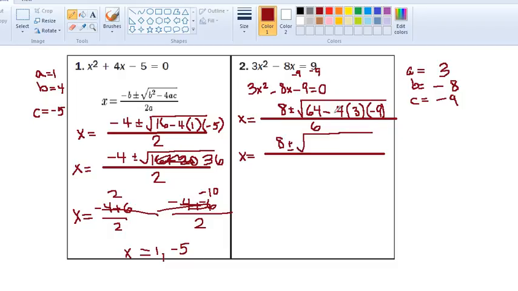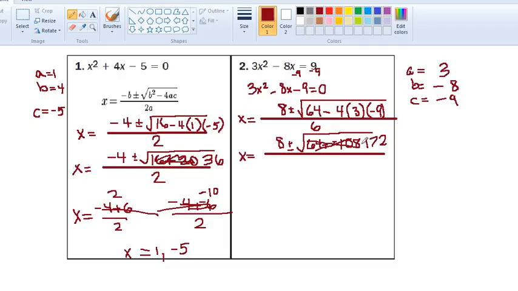Now let's deal with this. We've got 64 already, and we're subtracting 4 times 3, which is 12, and then 12 times 9. Now 12 times 9 is 108. So this is minus -108. So that's 64 plus +108. Now I'm just going to cross this off. 64 plus 108. Go ahead and add that up. And hopefully you got 172.